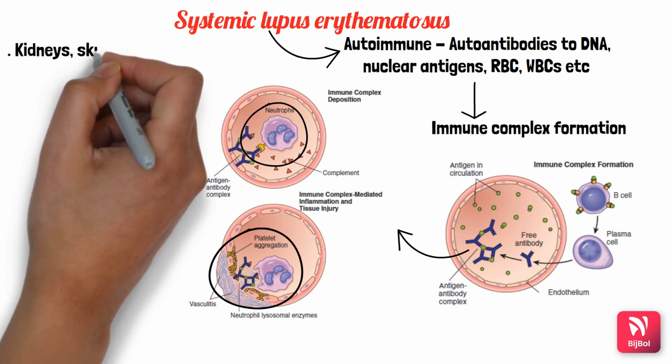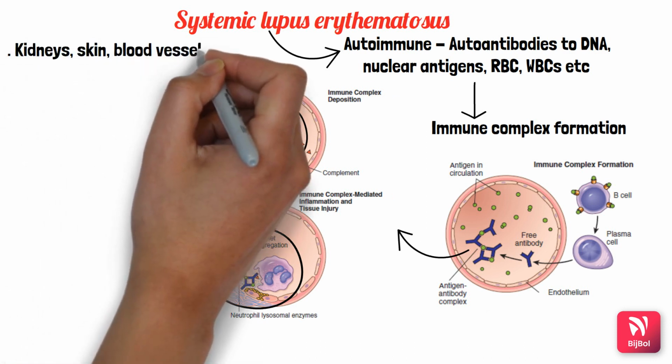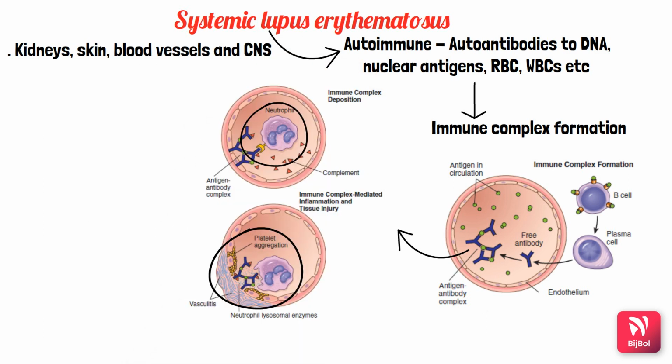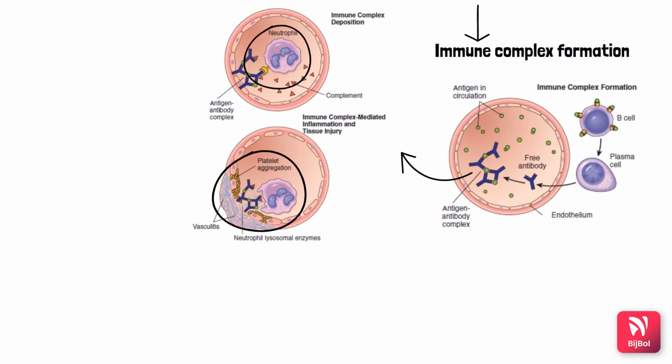As blood vessels are everywhere, it can result in manifestations in many organs like kidneys, skin, blood vessels and CNS. That is why it is systemic lupus erythematosus. This is the main etiology and pathogenesis behind SLE.